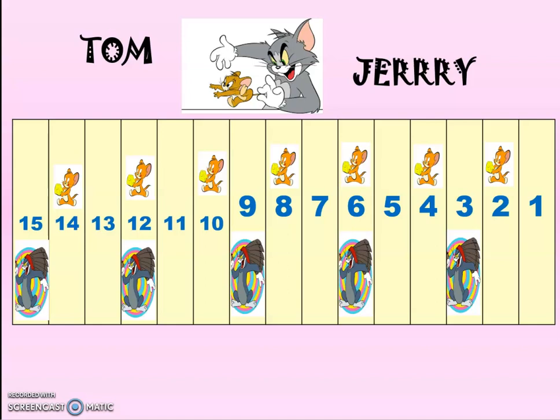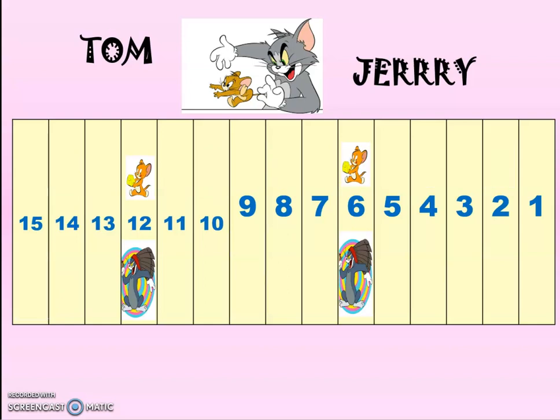Now, what is the motive here? Tom has to catch Jerry. And that will only be possible if Tom and Jerry are on the same numbers. Otherwise, obviously, Tom cannot catch Jerry. So which are the numbers where they are standing together? Let's see. The numbers are 6 and 12. So as you can see, on numbers 6 and 12, Tom and Jerry are standing together.